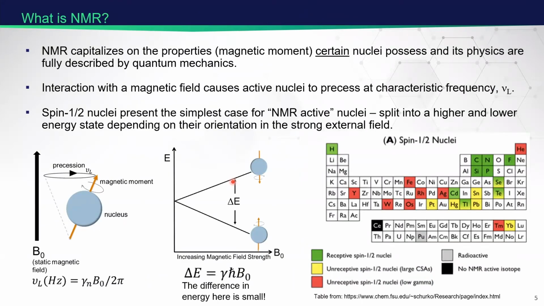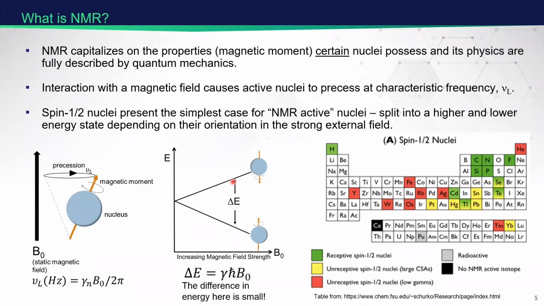So what is NMR? NMR capitalizes on the properties that certain nuclei possess, that is, a magnetic moment that's due to circulating nuclear charge. Not all nuclei are NMR active, but every element on the periodic table except cerium has at least one NMR active isotope. NMR active doesn't necessarily mean NMR convenient or feasible to study. But fortunately, many of the ones that we like to interrogate in metabolomics are receptive nuclei: hydrogen-1, or the proton, and carbon, nitrogen, fluorine, and phosphorus all have NMR active isotopes that happen to be spin 1/2, which is the easiest case.